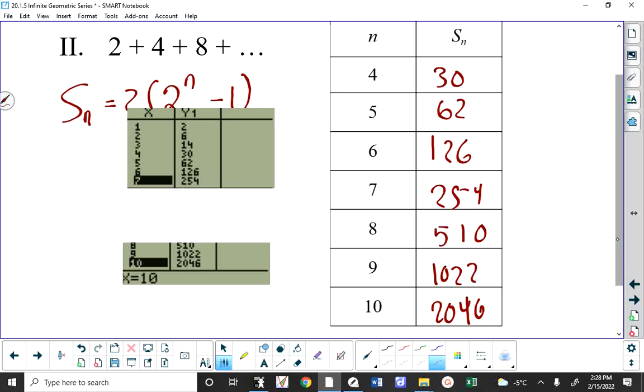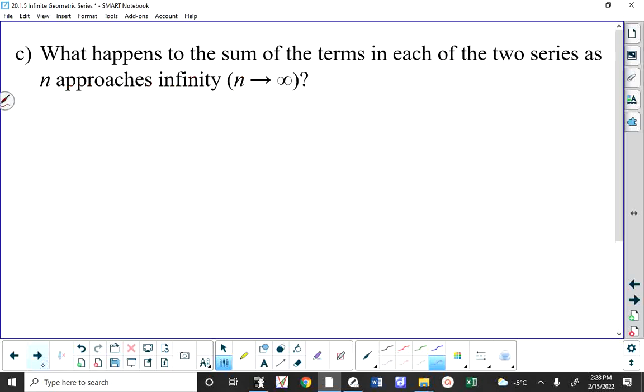I'm just finding sums. The question now becomes really important and somewhat, as I've said, slippery or greasy. What happens to the sum of the terms in each of the two series as n approaches infinity? What does that mean? It means what's happening to the column y2 when we get to larger and larger values of n. Now, n approaching infinity is not just n being a large number. It's n being a really large number.